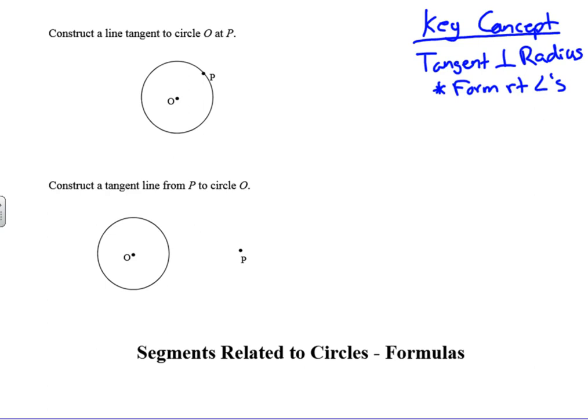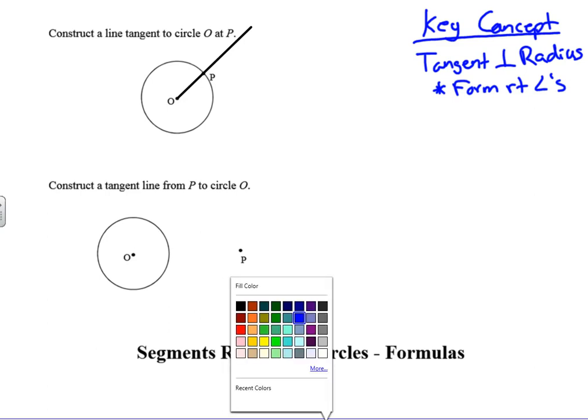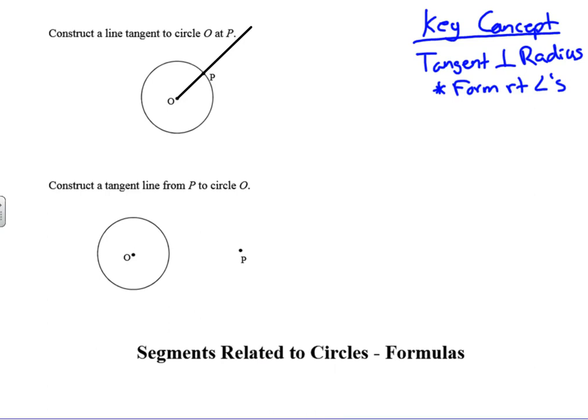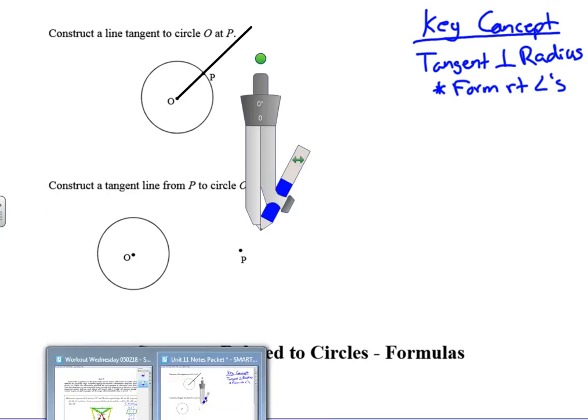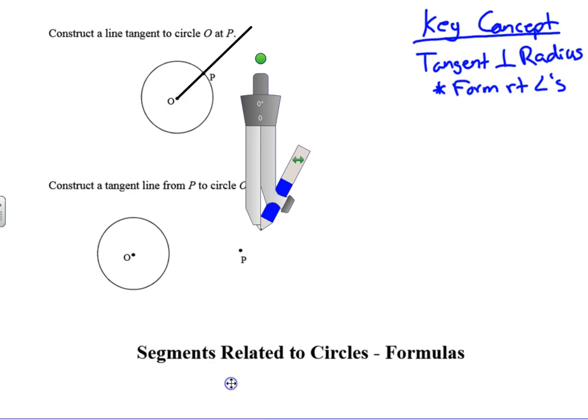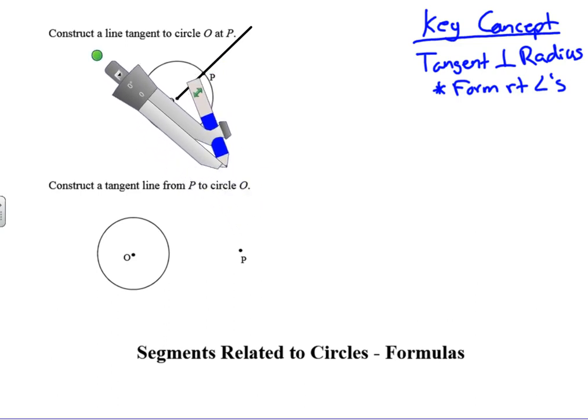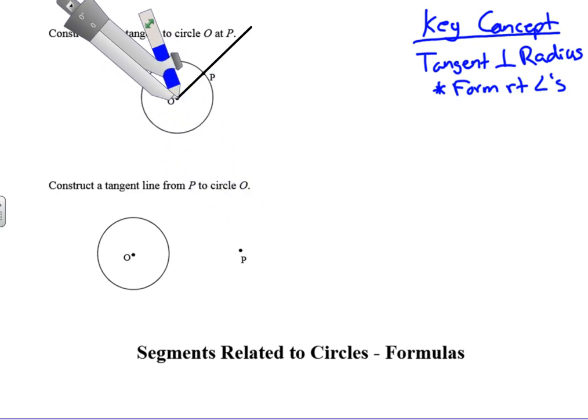The first thing I want to do is figure out how to construct a line tangent to a circle O at P. If we take your straight edge, draw some line that extends out from O to P, and just extend that out a little ways. Then I'm going to grab my compass and make the perpendicular bisector, because the tangent and the radius are going to be perpendicular.